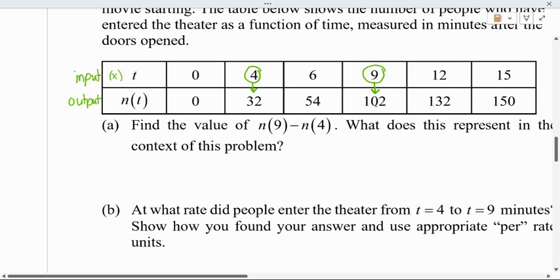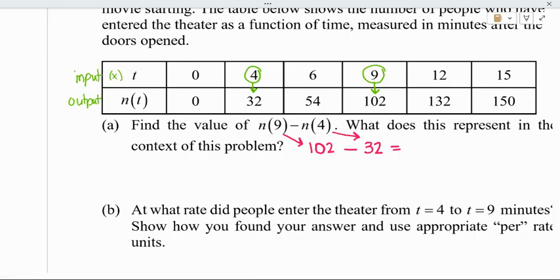So what is N of 9? 102. That's what N of 9 is. Minus, what is N of 4? Okay. So what is 102 minus 32? It's 70.